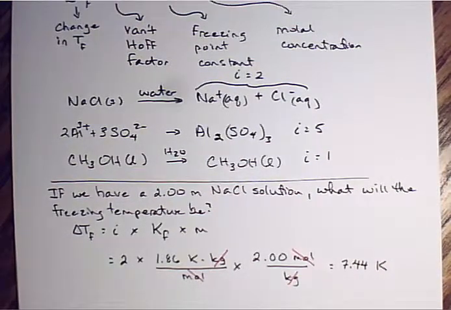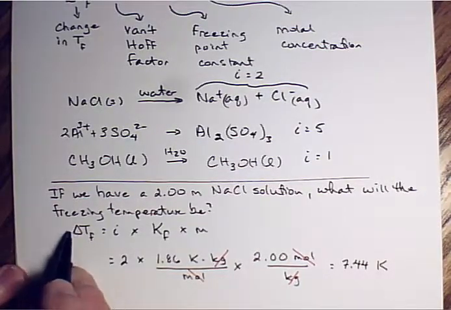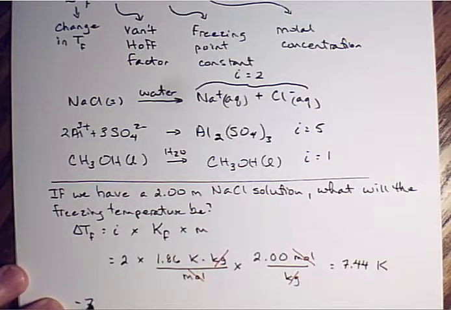Is that the same with boiling temperature? No. The boiling temperature always goes up. As you add solute to solvent, the boiling temperature of the solution increases over the pure solvent boiling temperature. The freezing temperature of the solution decreases over the freezing temperature of the pure solvent. So should this number be negative? When we use it in the next step, we'll need it negative. So delta TF is actually a negative 7.44 Kelvin because it's going to go down.